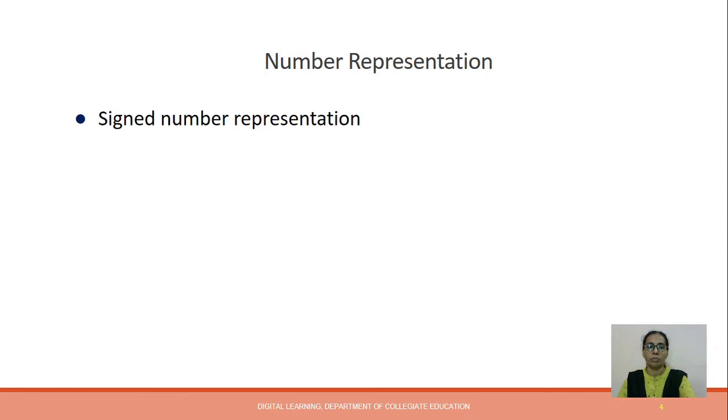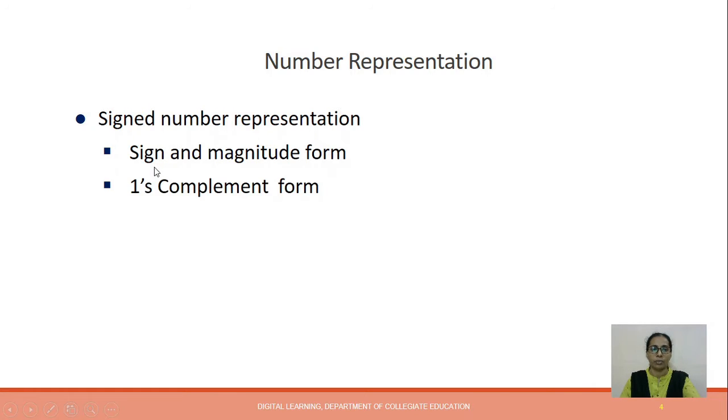For representing numbers, there are different ways. We can represent positive numbers or negative numbers. For negative number representation, we have three different forms. First one, sign and magnitude form. Here, one bit is reserved for the sign bit. If the number is positive, sign bit is 0, and if the number is negative, the sign bit is 1.